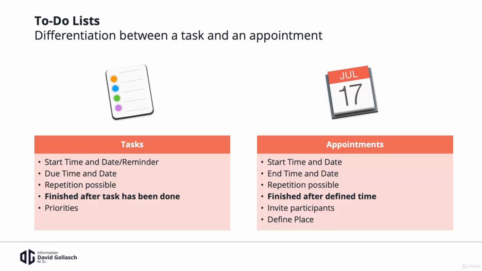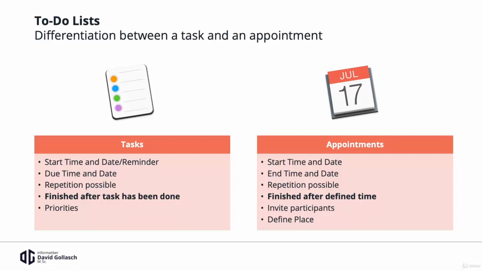The main differentiation here is that a task is only finished after the task has been done, whereas an appointment is finished after a predefined and in advance known date and time. So in both cases, you might have a start date, where you plan to start your task, or when you plan to let the appointment begin. And you have a defined end time and date as well. In the case of a task, it's more or less a due date and time, whereas an appointment has a defined end time and date.